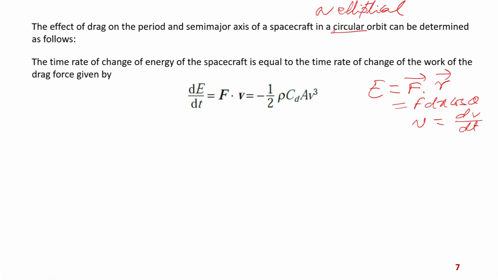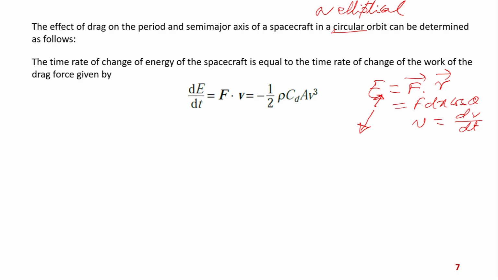So, I can write dE/dt is equal to F dot V. So, I can write here F dot dr/dt, or F dot V. Now, the drag force and the velocity vector are in the opposite direction. If the spacecraft is moving in one direction, the drag force is anti-parallel. So their dot product will give me cos of pi, which is minus 1. So, that is why I get this.